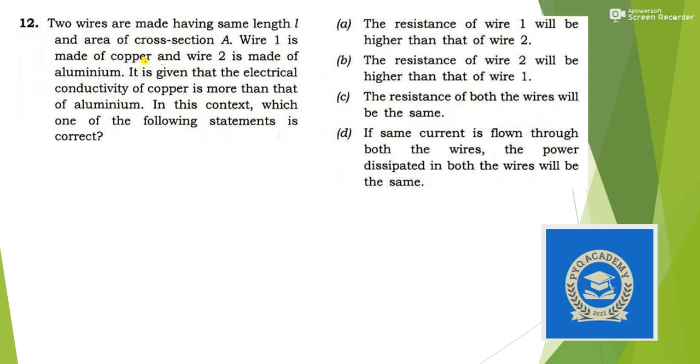Wire 1 is made of copper and wire 2 is made of aluminium. It is given that electrical conductivity of copper is more than that of aluminium. In this context, which one of the following statements is correct? Okay, so there are two wires.